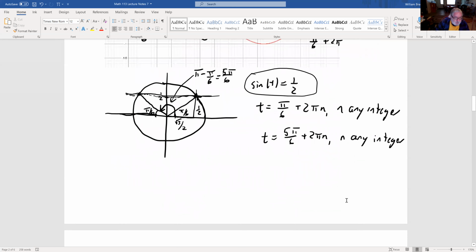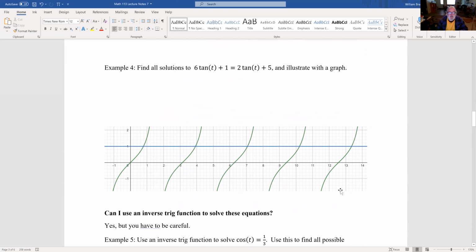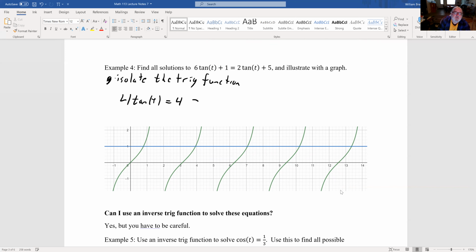Okay, so what about an equation like this? 6 tangent of t plus 1 equals 2 tangent of t plus 5. This is the same kind of thing, because the goal here, if you have an equation like this, is to isolate the trig function. So I'll subtract 2 tangent t from both sides, and that gives me 4 tangent t on one side. And then I'll subtract a 1 from both sides, so that gives me a 4, and then I'll divide both sides by 4, and that gives me tangent of t equal to 1.